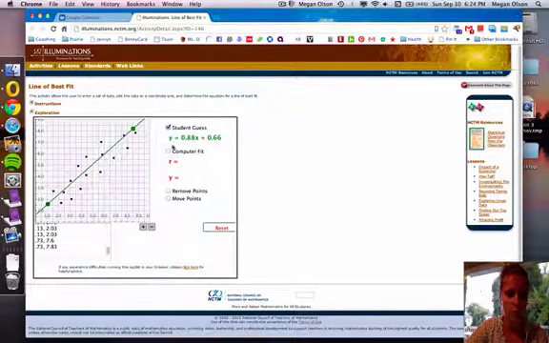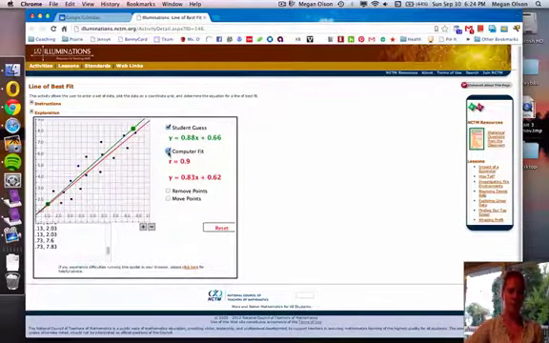My slope there is 0.88, and this probably doesn't really matter because you don't know what the variables are. But then you can check it with the computer line. If you click that box, a computer line comes up, and I was a little off from where I put my line down.